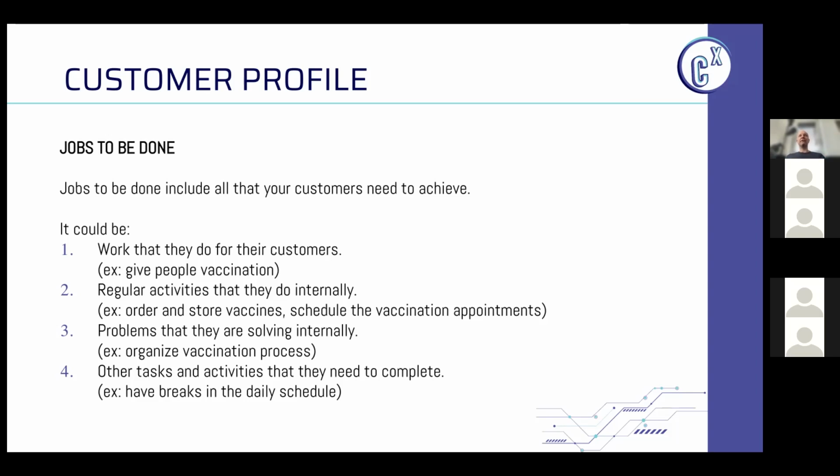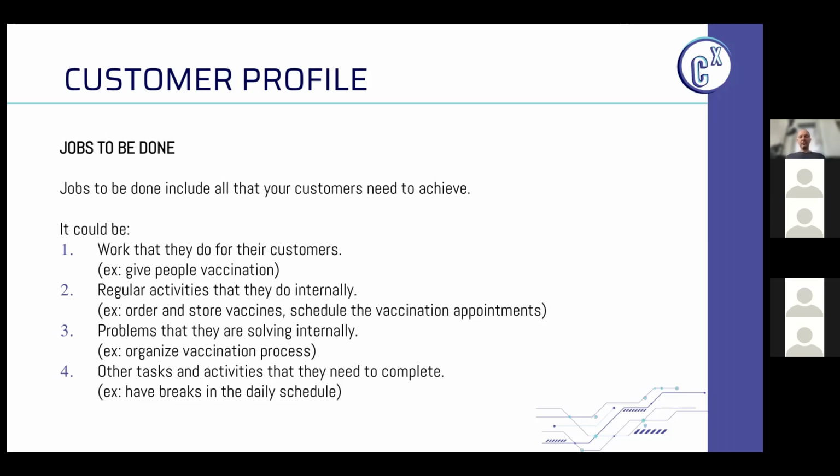And of course, those are my assumptions. It's not something that I have validated with the real vaccination centers, but there's something that I've experienced also based on going there and getting vaccines. So, for example, in the case of the vaccination center, the jobs to be done, of course, is what they do for their customers. So in this case, give people vaccination, for example.